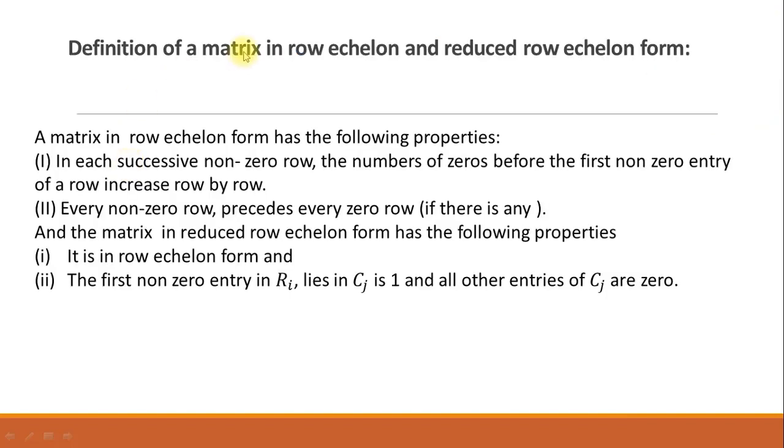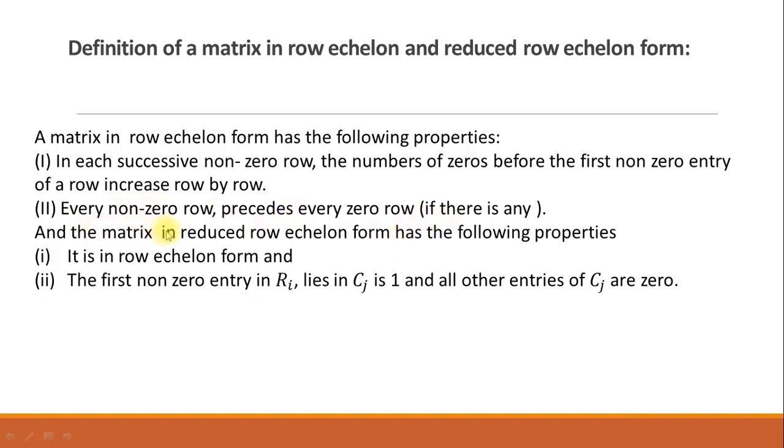Now what is row echelon form and reduced row echelon form of a matrix? A matrix in row echelon form has these properties. Number one, in each successive non-zero row, the number of zeros before the first non-zero entry of a row increases row by row. And the second property, every non-zero row precedes every zero row, if there is any.